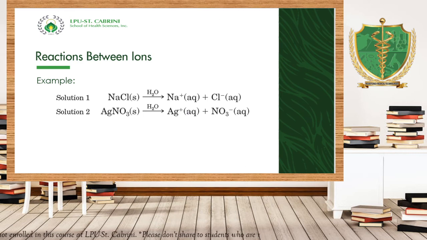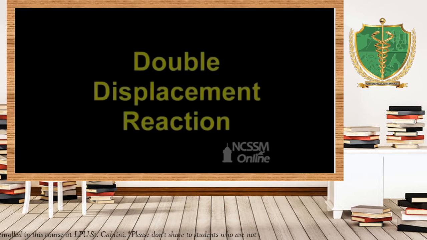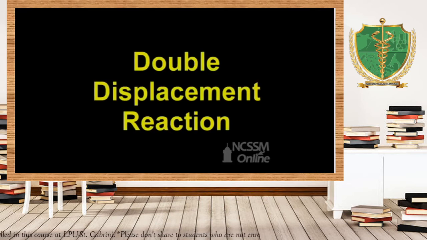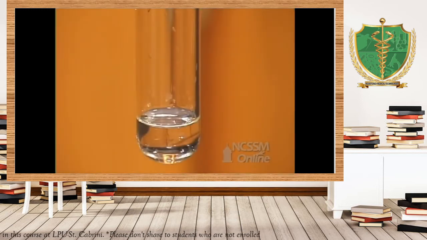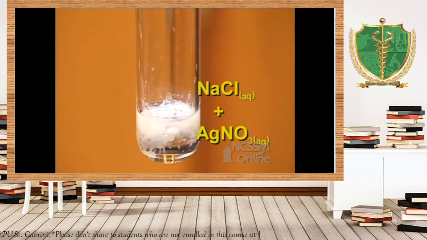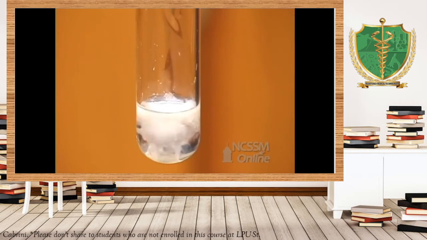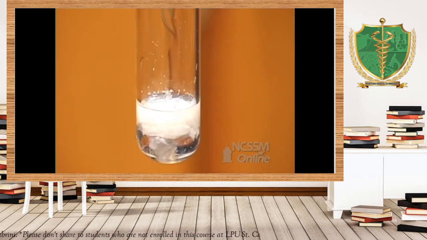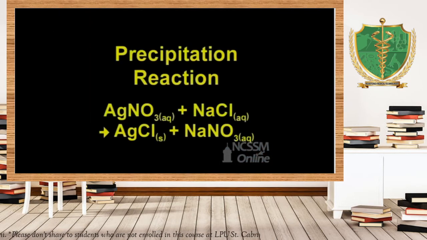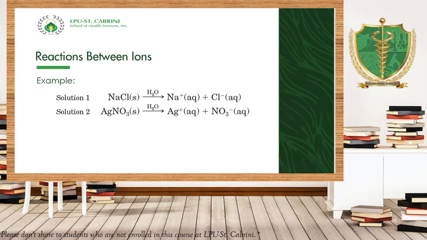So when we mix the two, what will happen? So I will show you a video. That is actually, guys, an example of double displacement, right? So we have here a silver nitrate solution, AgNO3. This is our silver nitrate solution. When we add sodium chloride solution, there will be a precipitation. Again, it means that this product is water insoluble. That product is what we call water insoluble.